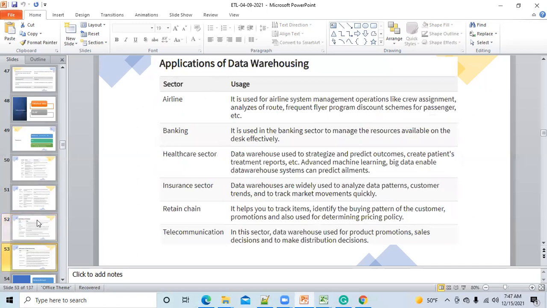Applications of data warehousing. Airlines, healthcare sector, patient statements, products, insurance sector, retention, innovation. Yeah, actually, this is for analysis purposes.